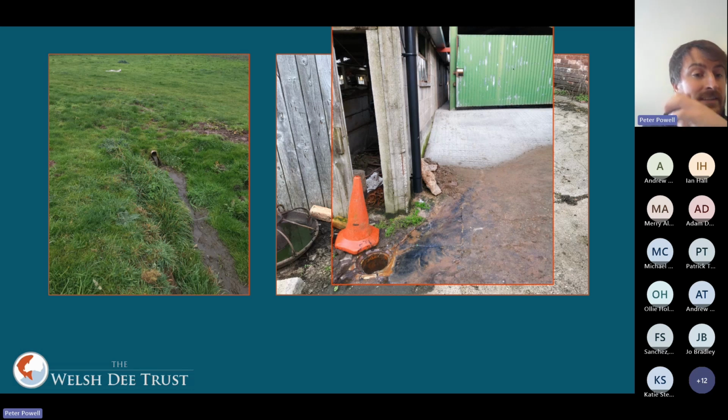And on the left hand side, you can see the discharge of that drain, which was going into a field and is running across the field for about 10 meters, then into a ditch. The ditch is carrying it to a brook, which would then carry it down into the river.